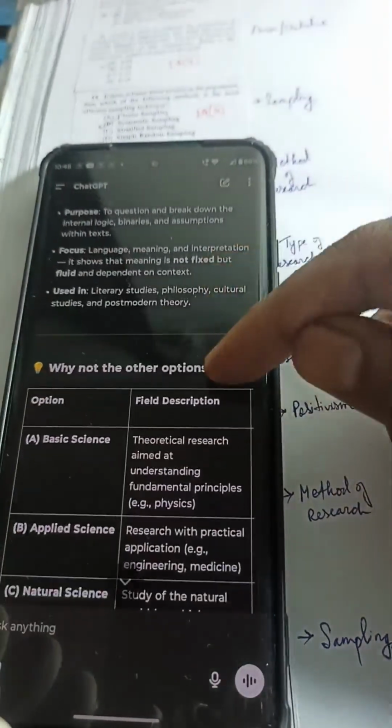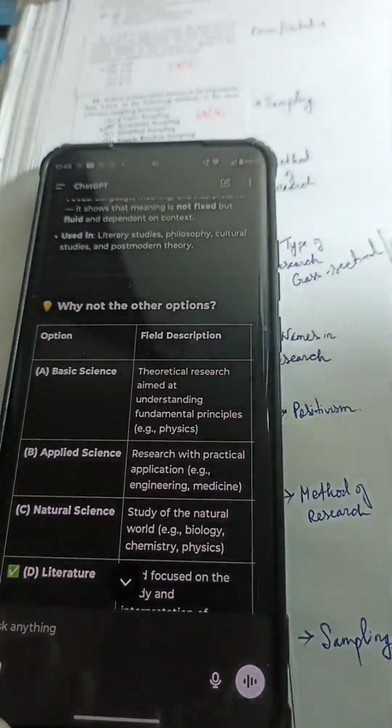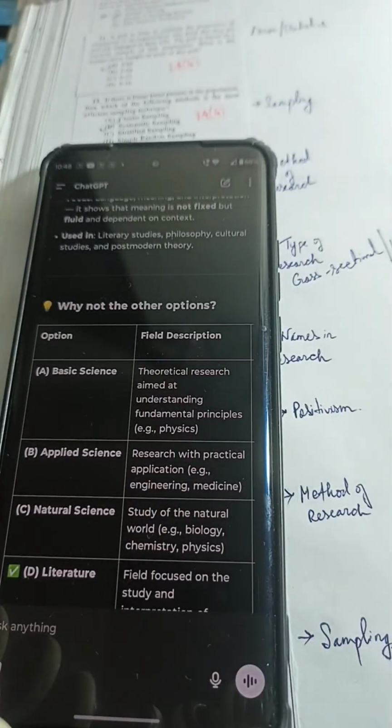Why not the other options? As you can see there, basic science is theoretical research aimed at understanding fundamental principles. Theoretical research is always aimed at understanding the fundamental principles because it is the base of science, and it's from physics. As far as applied science is concerned, it is research with practical applications. We have understood this point from the types and characteristics of research. As far as applied research is concerned, it is research with particular applications. It can be from engineering and medicine.